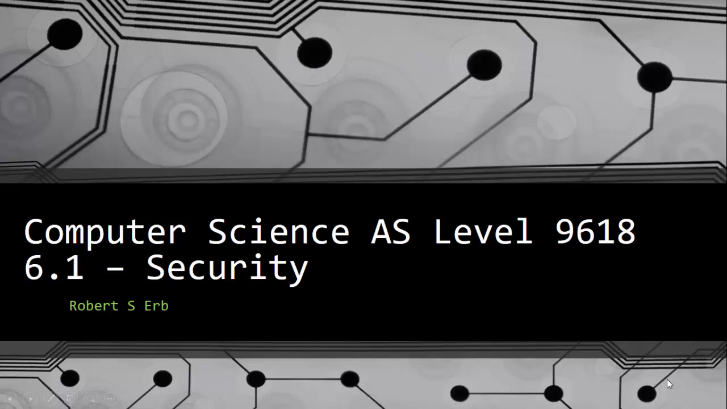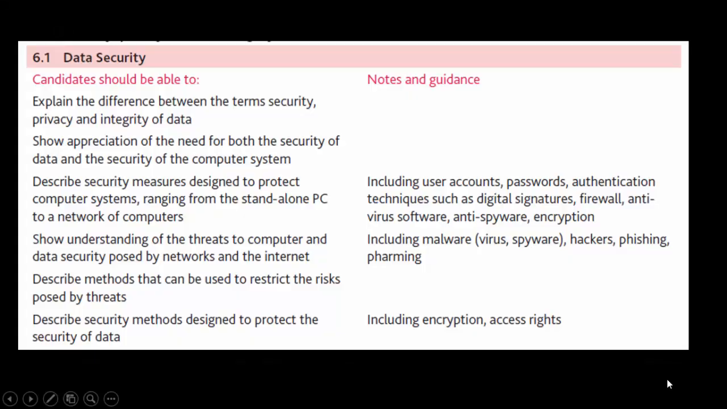All right, this is for computer science, AS level 9618, starting topic 6.1, security. So let's take a look at the learning targets, a huge list here. Explain the difference between the terms security, privacy, and integrity, dealing with data.